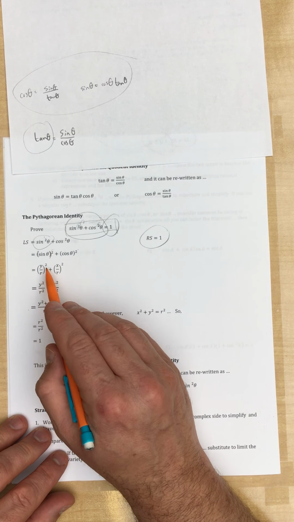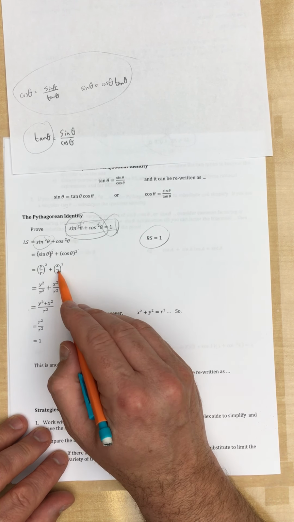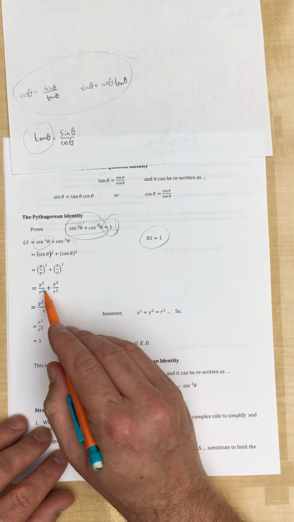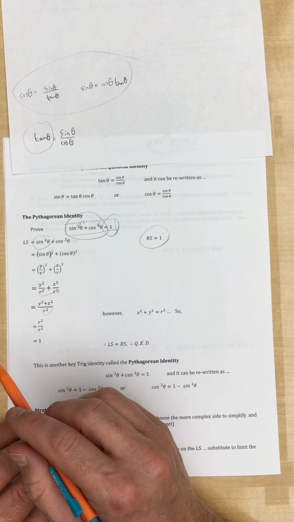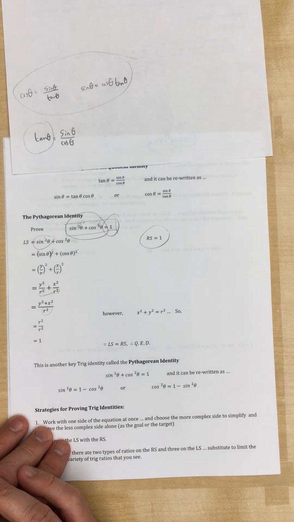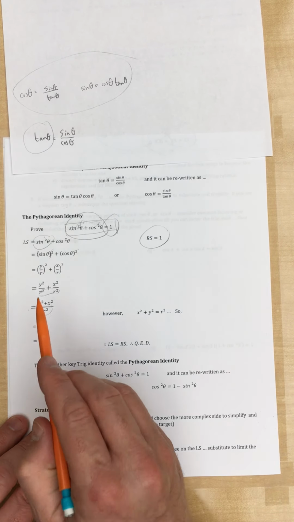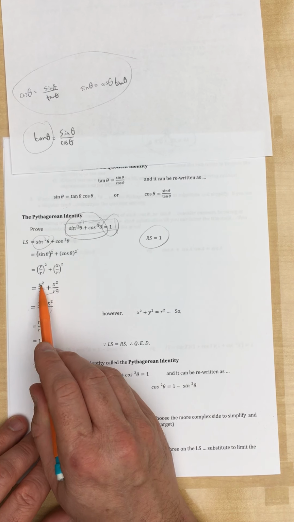I square the y, I square the r, I get y squared over r squared. I square the x, I square the r, I get x squared over r squared. Common denominator here. Okay, you have to have a common denominator in order to add things. We've got to remember all of our basics, all of our algebraic basics and BEDMAS basics in order to do this. Y squared plus x squared.